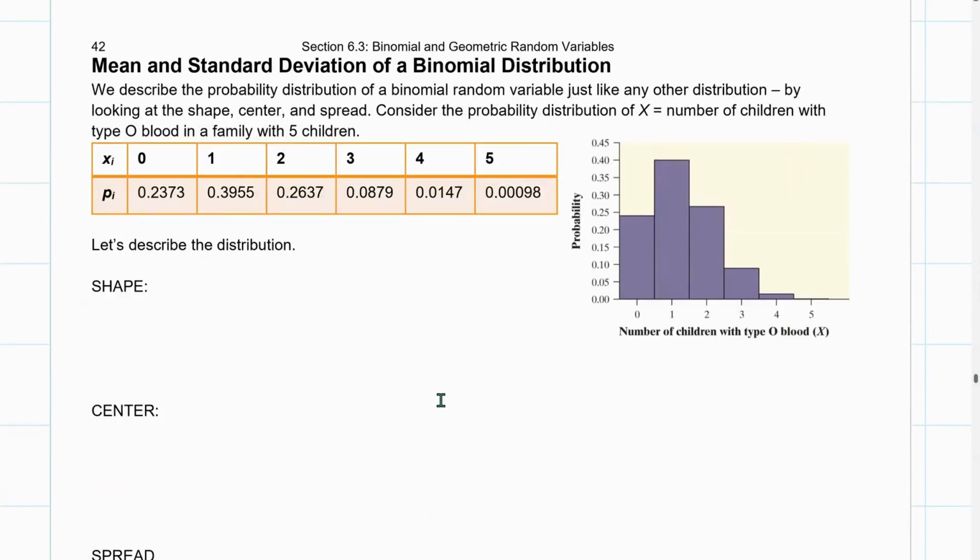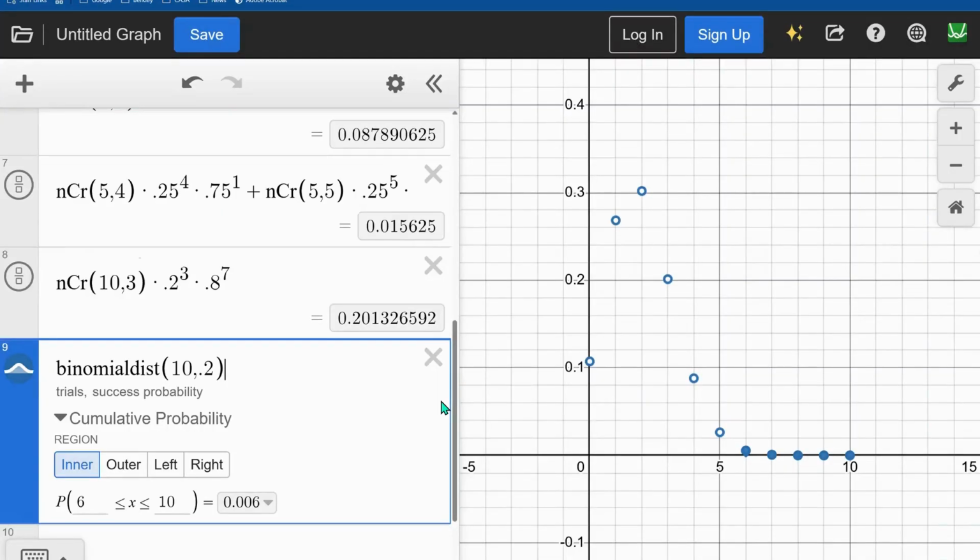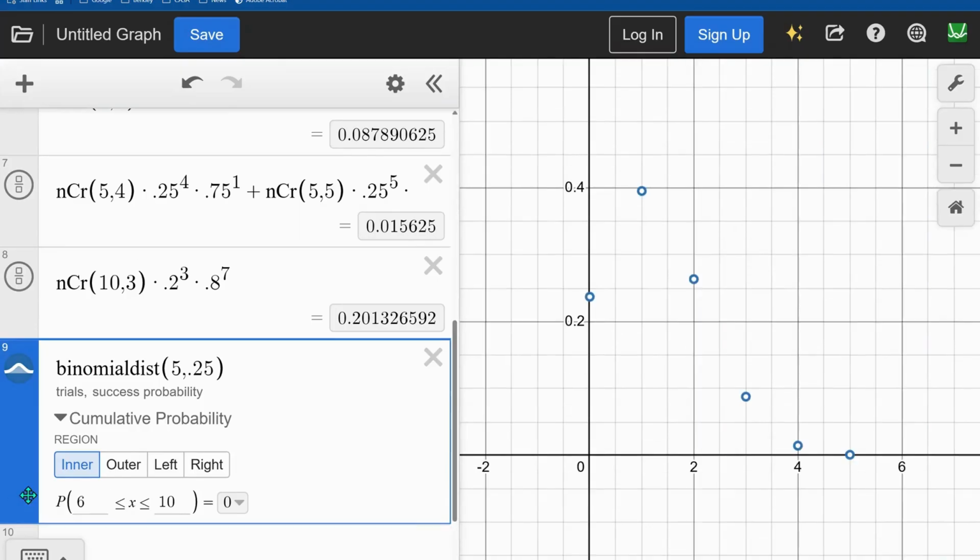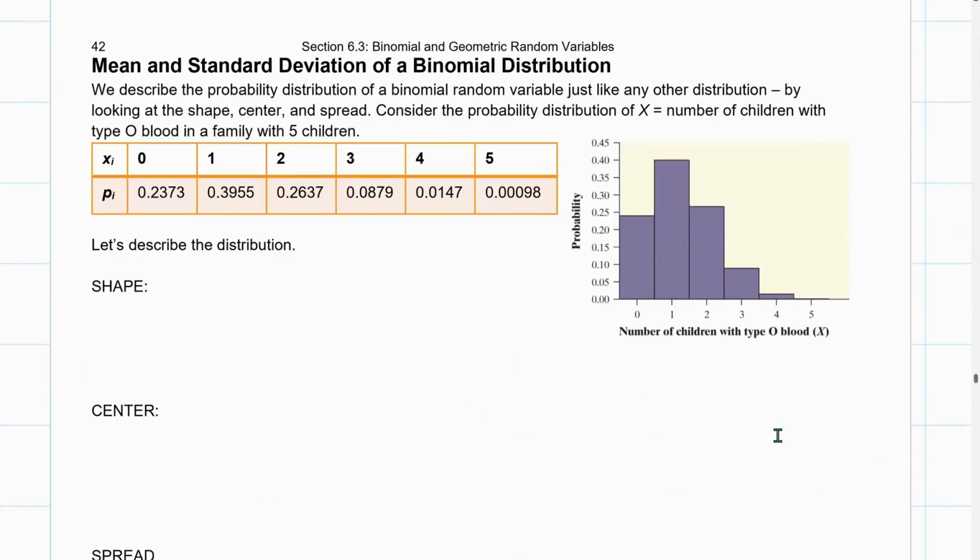Let's go ahead and talk about this next thing. This is the O-type blood problem one more time. Here's what the histogram looks like. Oh, I'm sorry, I change this to 5 and 0.25. That histogram looks a lot like the dots that are done here. All right, and what do we find? We find that that shape is skew right.